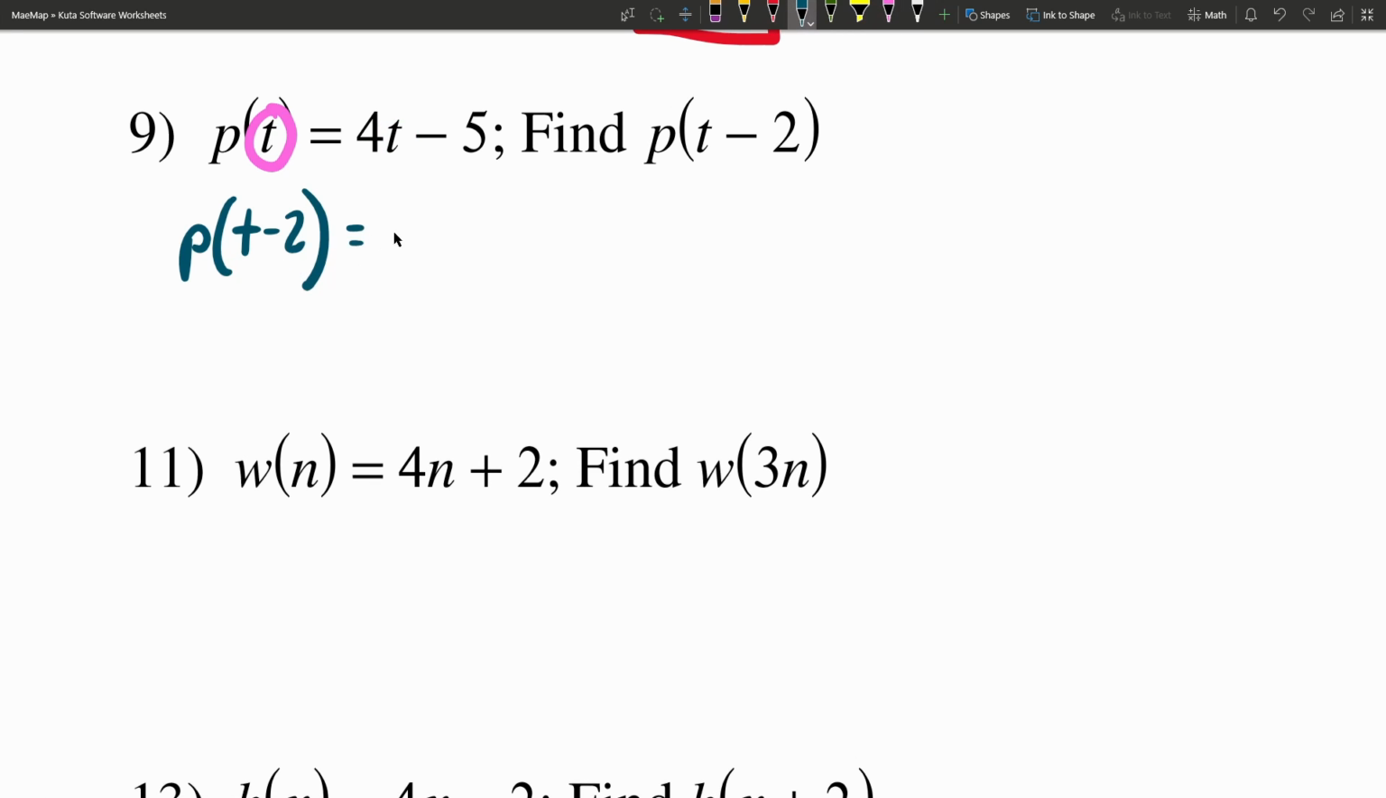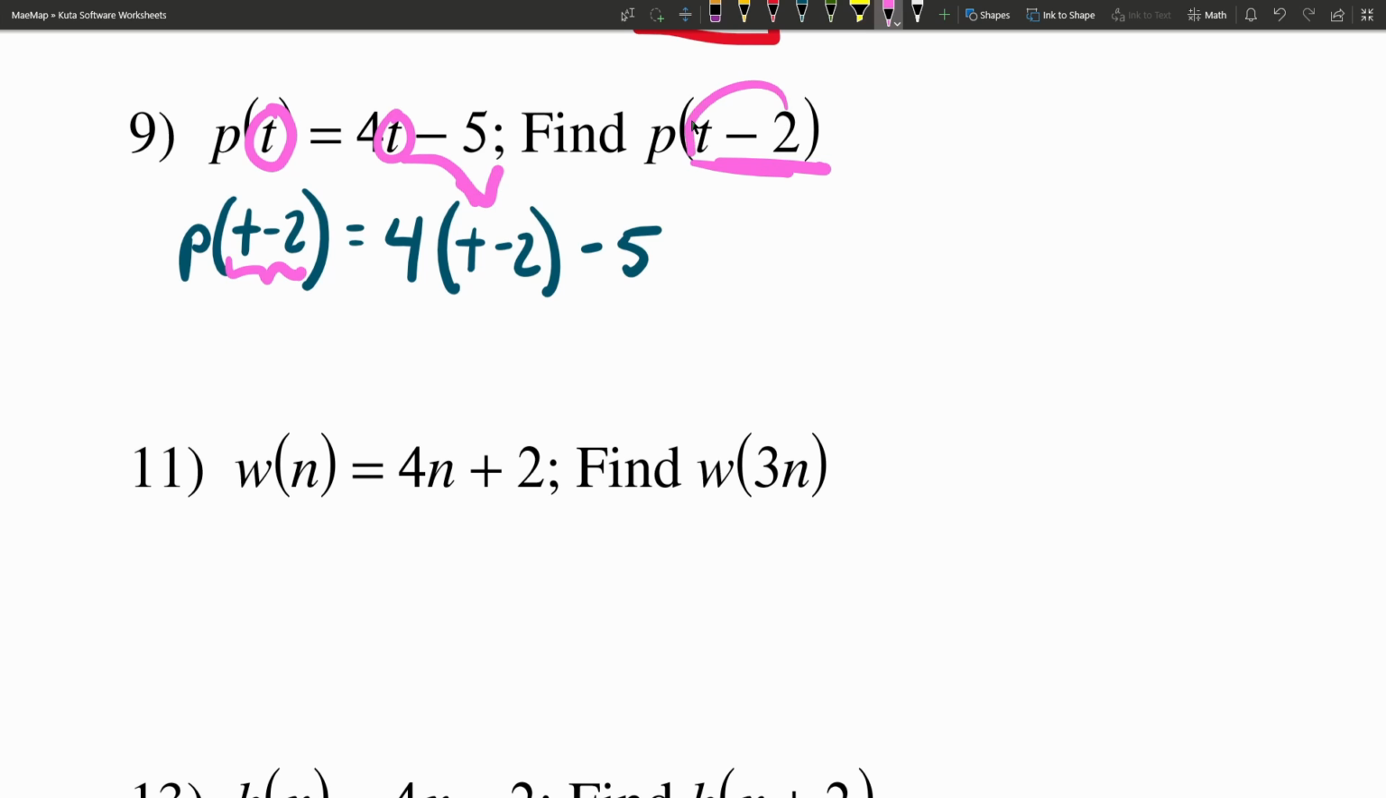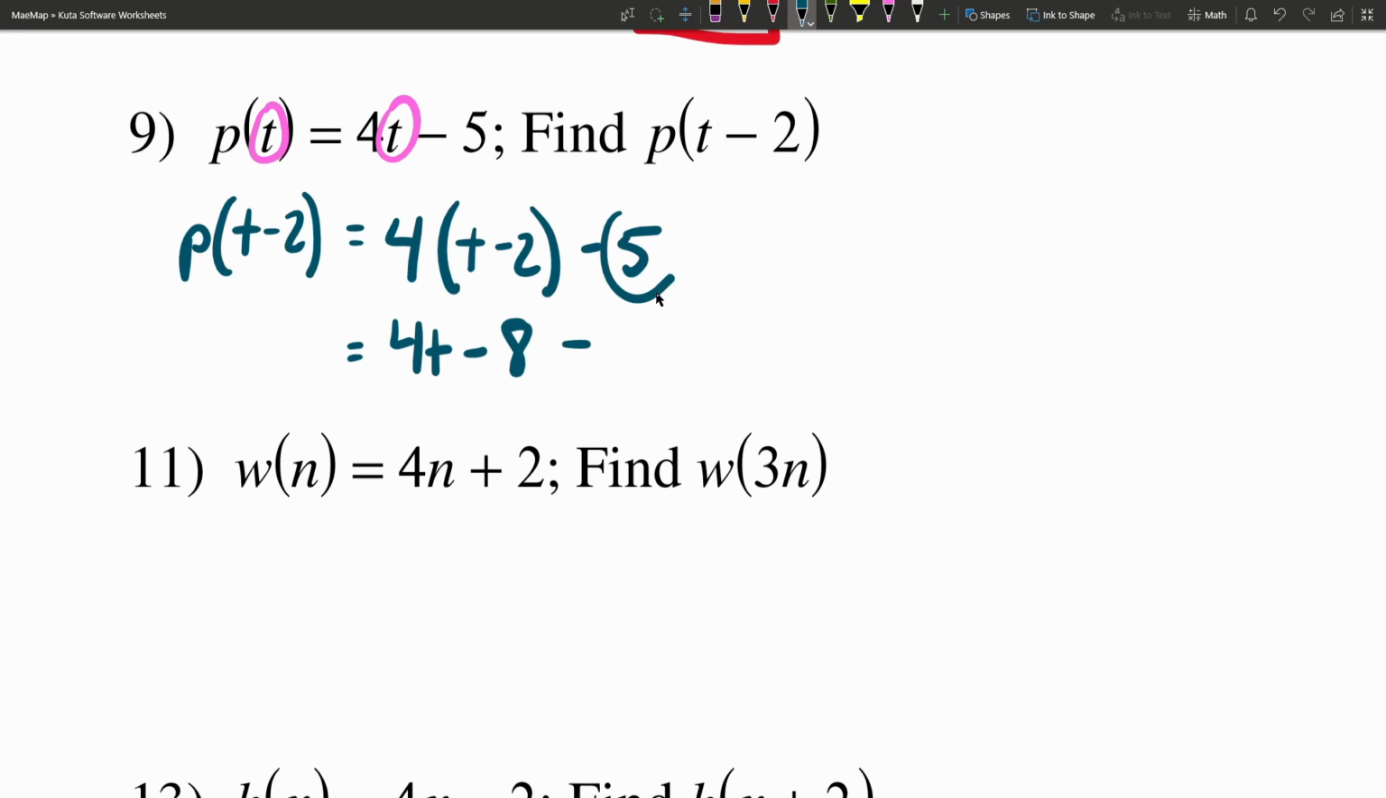That means we're going to have 4 times t, which we're plugging in t minus 2 in for t, so that's 4 times t minus 2 minus 5. Again, this is very important to note that we plug in the entire expression into our function. So because we're plugging in t minus 2, when we see that t, we're plugging in t minus 2. So evaluating this, we just need to distribute the 4 and simplify as much as we can. 4 times t is 4t minus 4 times 2, which is minus 8, minus 5.